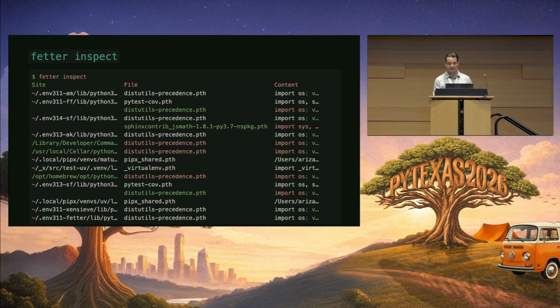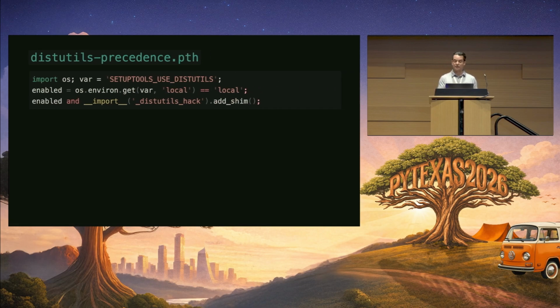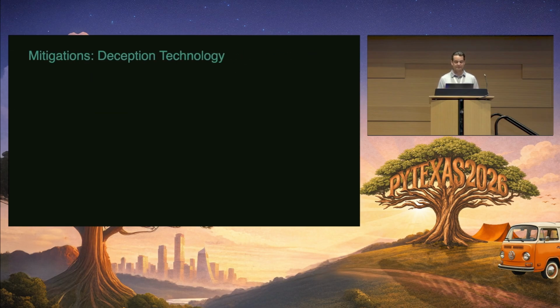Now, we can't see all the details in this little screen, but for example, to look at one, I imagine many of you will have this PTH file on your system. This is distutils' way of looking for an environment variable. If that environment variable is not found, it takes a certain action. But this code is lurking there and runs every time you start up Python. This code is fine. Some other code may not be.